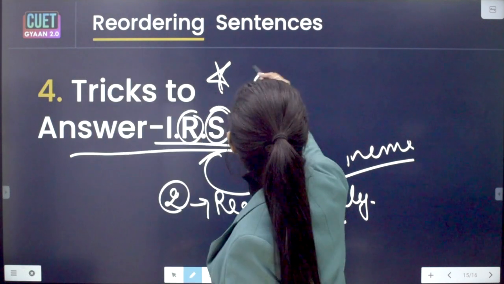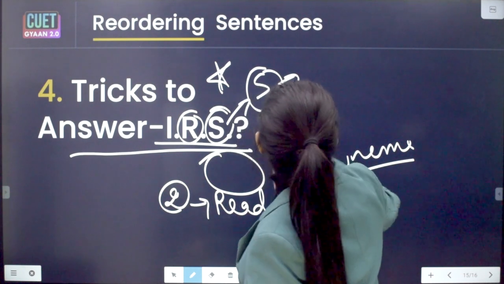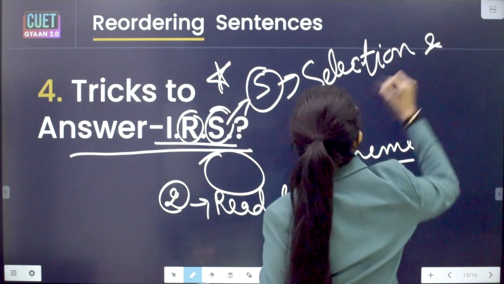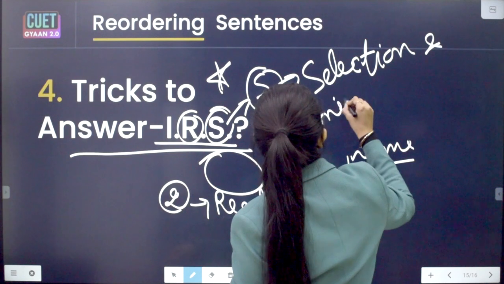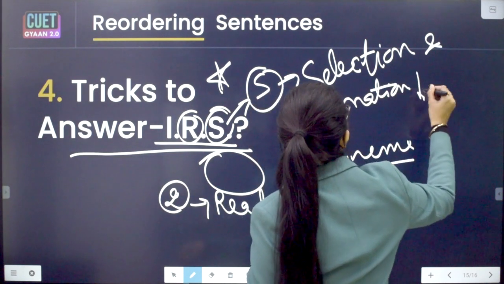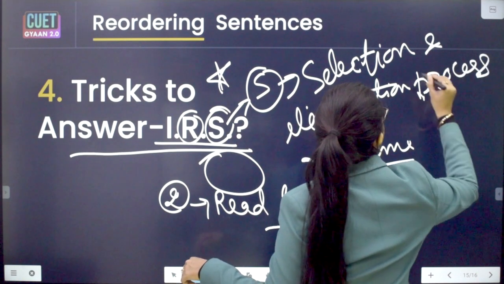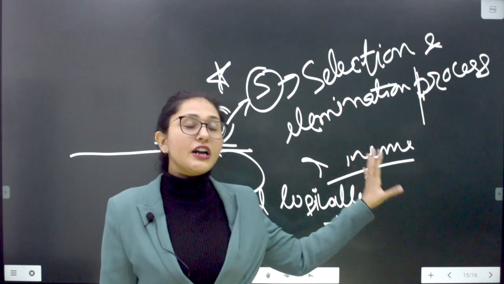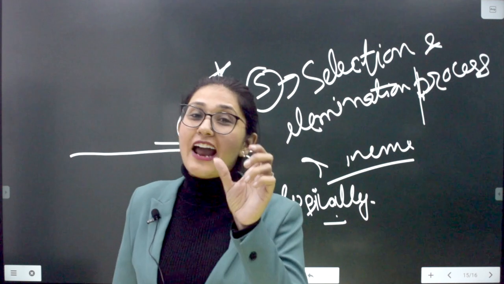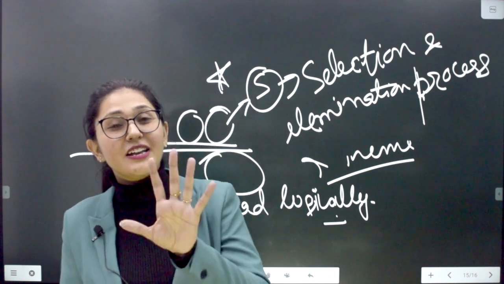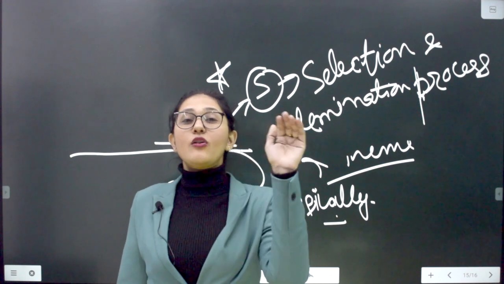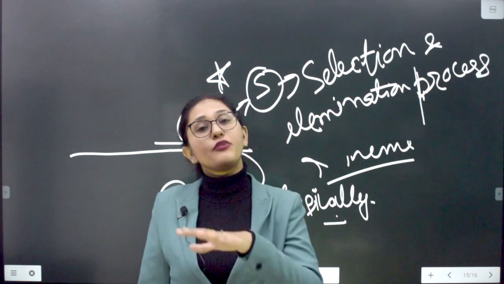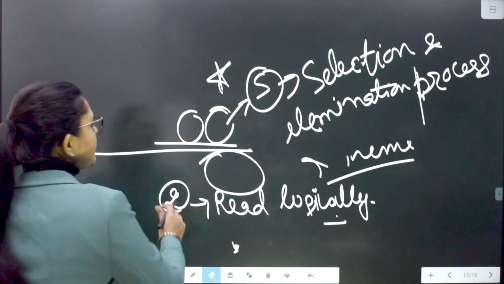The third, this S, says apply the selection and elimination process. You are supposed to apply this selection and elimination method. After applying this trick, you will get to know which sentence you are supposed to place first and which at the last. So this is basically called the selection elimination process. You are supposed to arrange them logically, which simply means that the first will be at the first order, the second at second, the third at third, and the fourth at fourth, right? So these are the basic tricks.